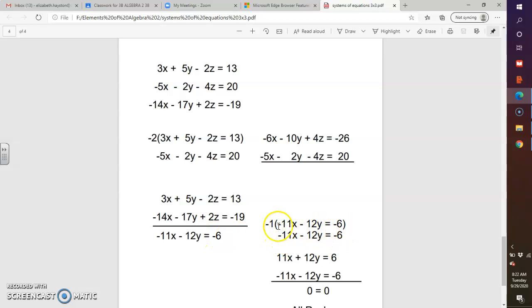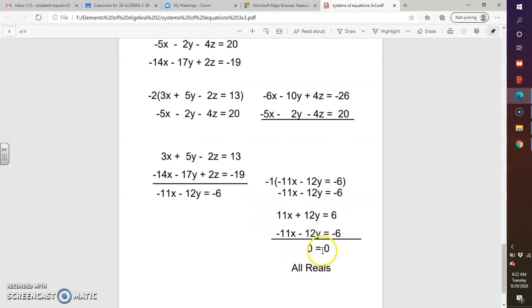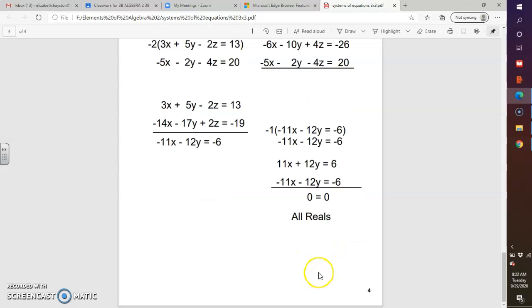So I put these two one on top of the other: the equation that I moved from down here, as well as the equation from right here. If you multiply the top by negative 1, you end up with 11x plus 12y equals 6. Everything cancels. So when everything cancels, you're left with 0 equals 0, which is an all reals answer. It basically means all real solutions will work.